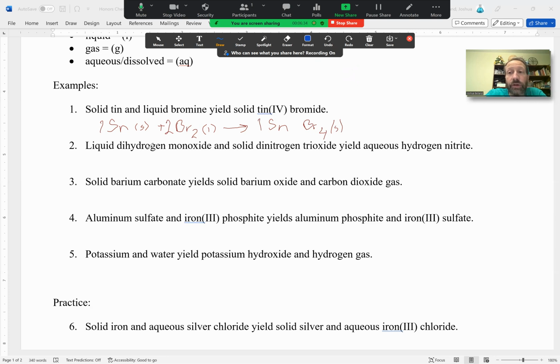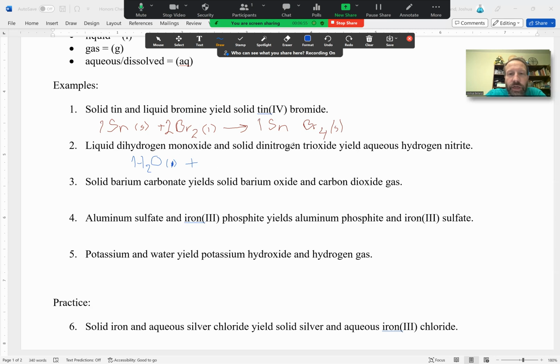Dihydrogen. Notice it starts with a nonmetal. It's covalent, so it's going to use a prefix. All I do is use the prefix: H2. Monoxide is O. It tells me it's a liquid. Oh yeah, that's water. And by the way, that was supposed to be an L. And "and" is a plus sign.